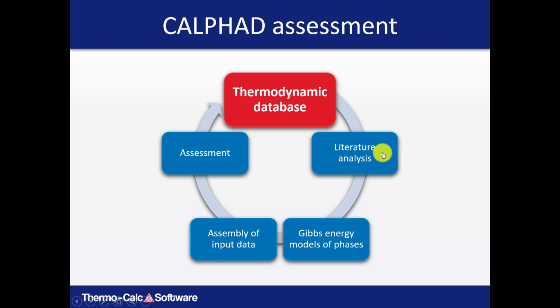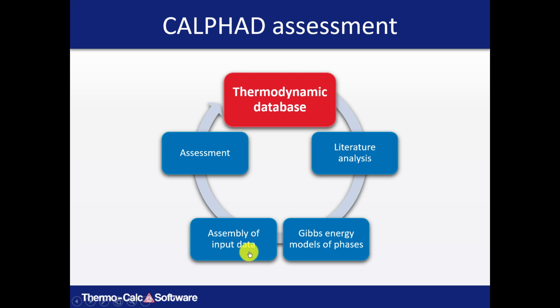The first step in an assessment is to search and evaluate the literature data. As a result, all the phases and reactions in the system are identified. Next, for each phase, a Gibbs energy model is defined depending on its crystal or chemical structure. Each Gibbs energy function contains some coefficients which are fitted to the experimental data later via least squares fitting. The result of this step can be saved to a so-called setup file.